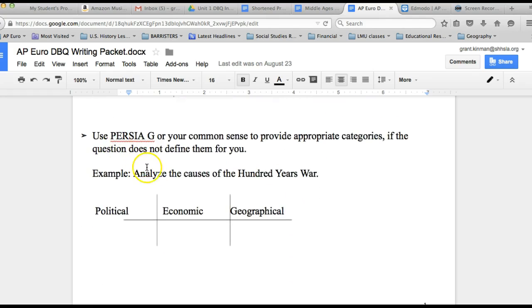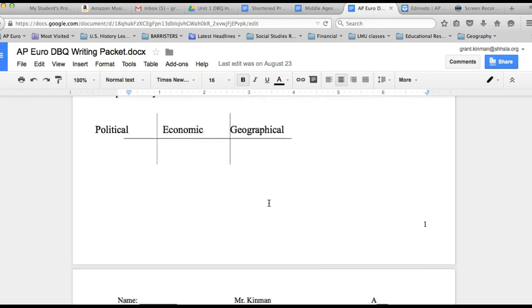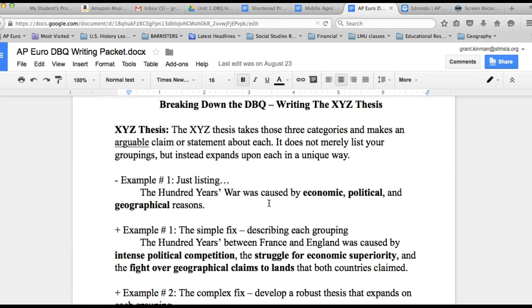Sometimes you don't get specific categories again, and for this question, analyze the causes. It's helpful to use PERSIA G to think about, alright, after reading the documents, what 3 categories stood out. And for this question, it'd be really easy to organize them around political, economic, and geographical. So that's going to be your X, political, your Y, economic, and your Z, geographical. So there's 2 examples to get you thinking about other questions and how you'd group them.